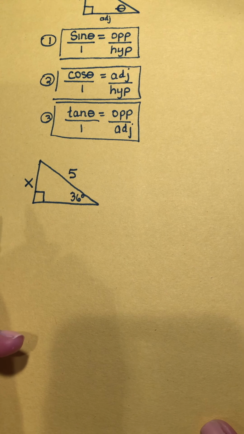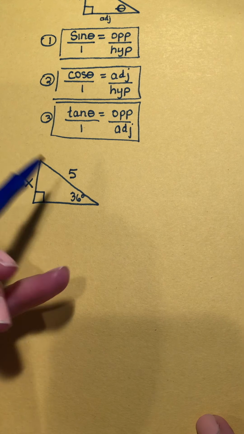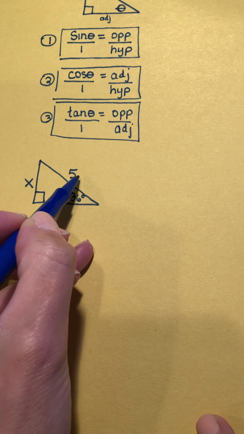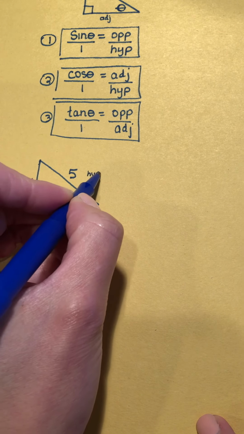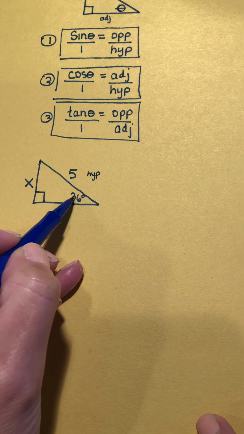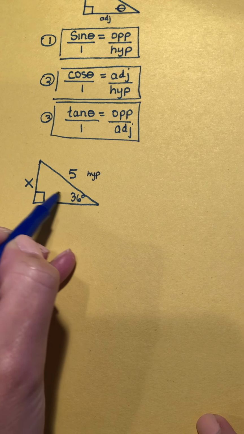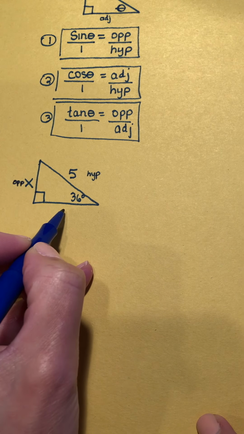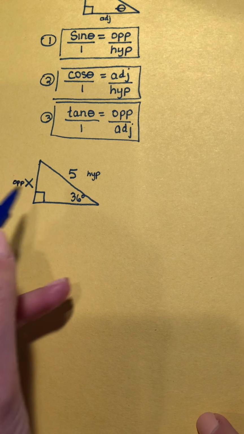Now, let's make this actually easy on ourselves. Let's only label the sides that we have. So if I start at the 36 degrees, I actually have the hypotenuse because that's across from the 90. And the only other side I have, or that I'm given, is the opposite side. That's the side across from 36. Notice I do not have the adjacent side. So I'm just not going to label it right now.